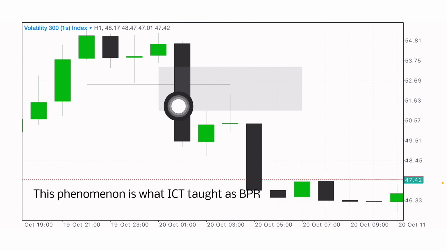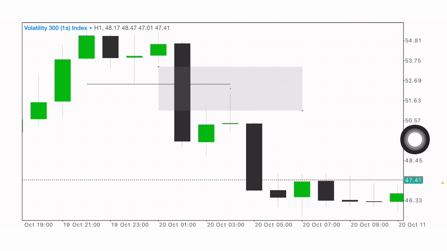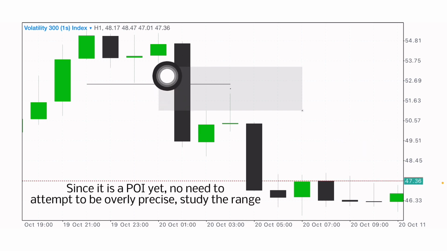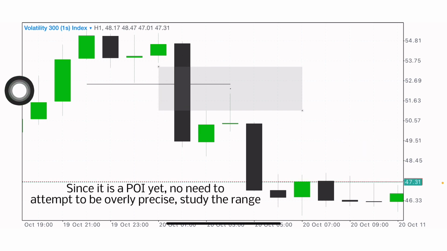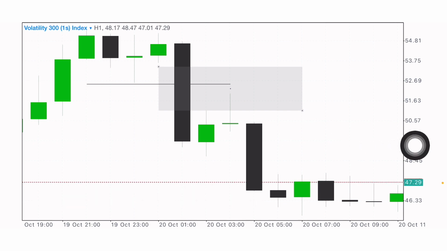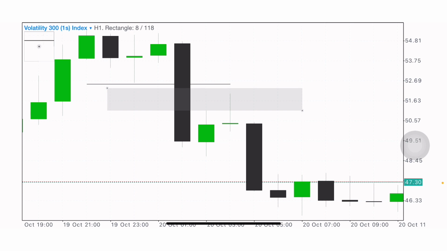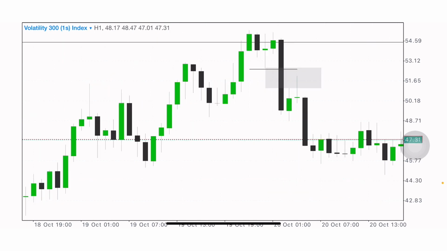Now, this becomes your major point of interest. So you can mark this whole point out because it's a point of interest. Or you can mark out the area where price was not efficiently delivered, which is from here to this low of this candle, and that becomes your point of interest.